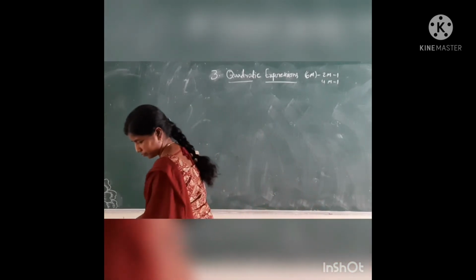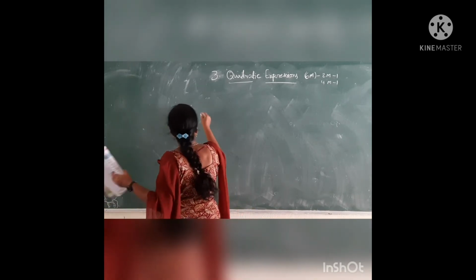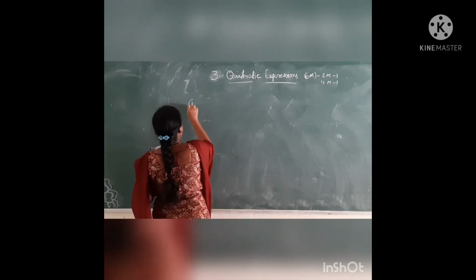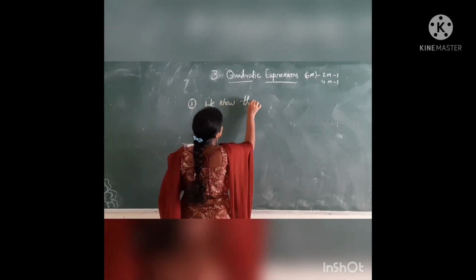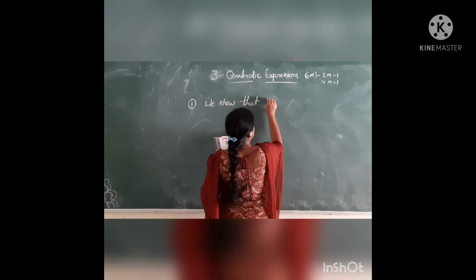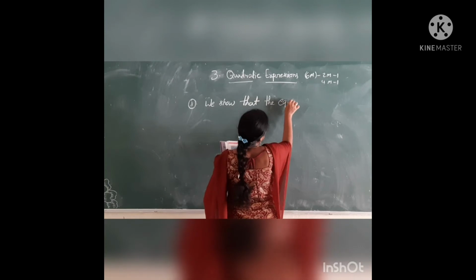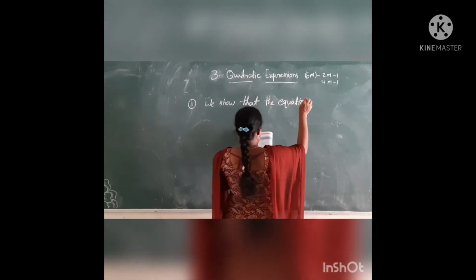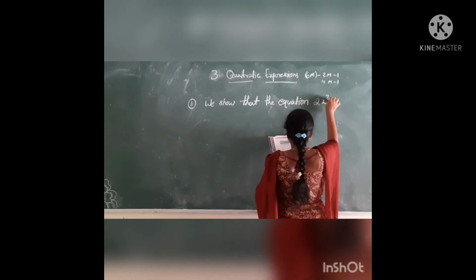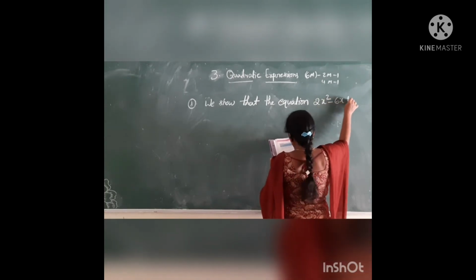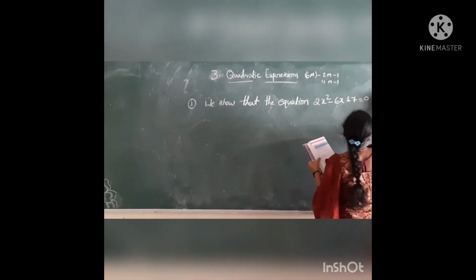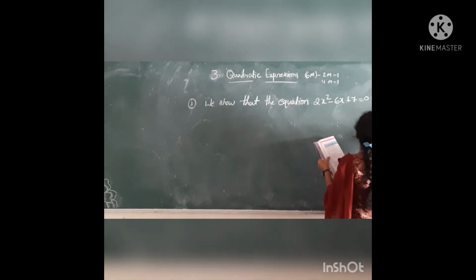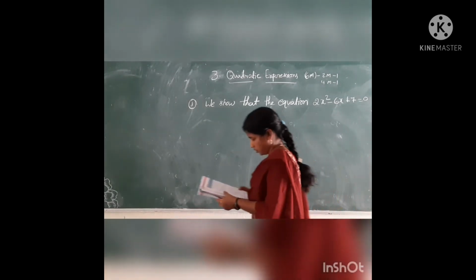See here, we show that the equation 2x square minus 6x plus 7 is equal to 0 has no real roots. Has no real roots. Okay.